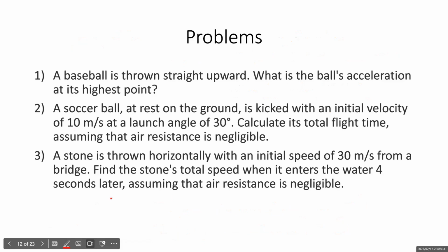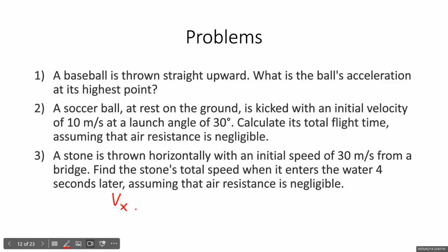Number 3. A stone is thrown horizontally with an initial speed of 30 meters per second from a bridge. Find the stone's total speed when it enters the water 4 seconds later, assuming that air resistance is negligible. I have total speed there, but that's just kind of a redundancy. What we need is the speed. That's just to remind you that speed has an x and y component.